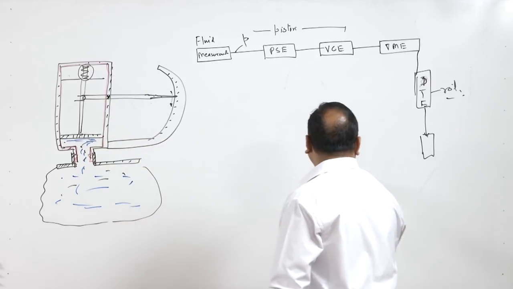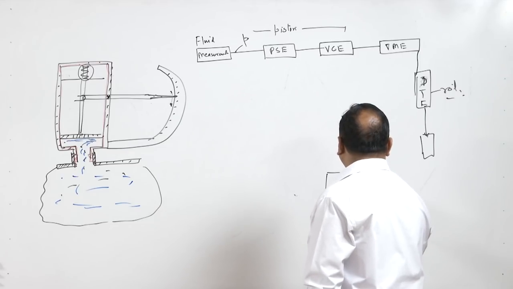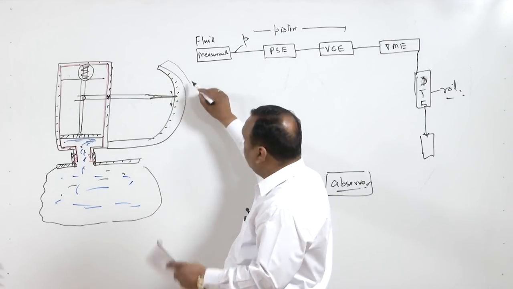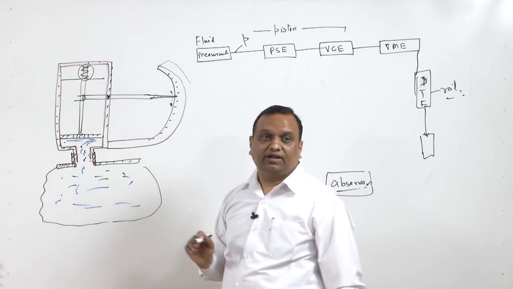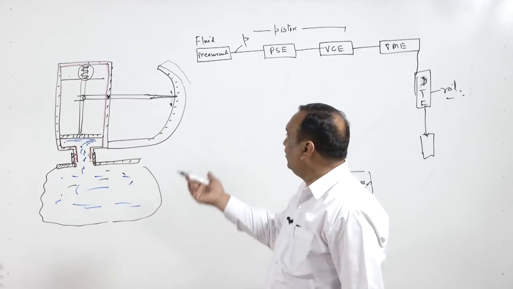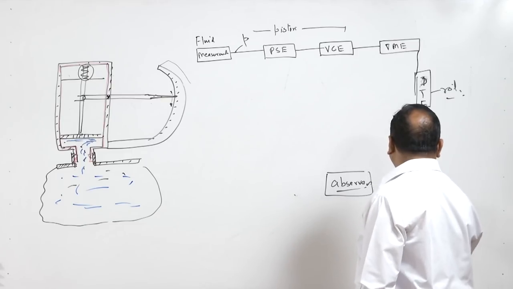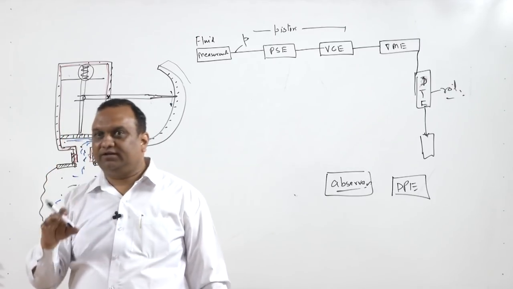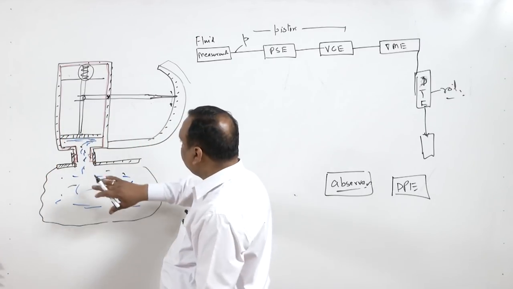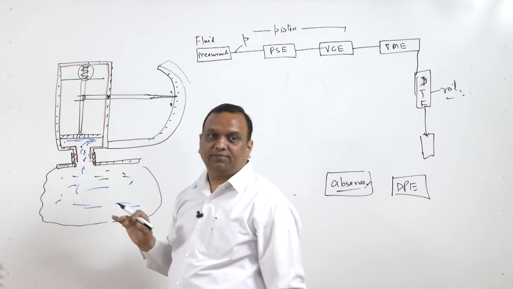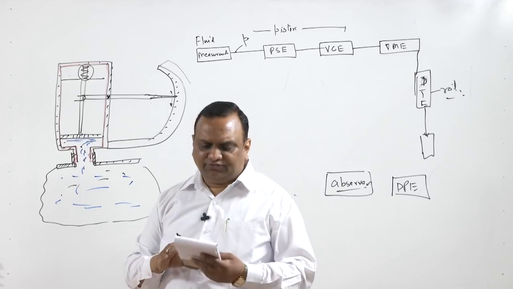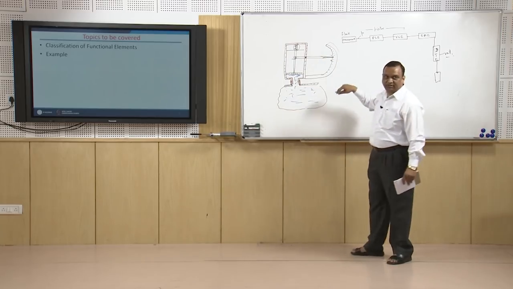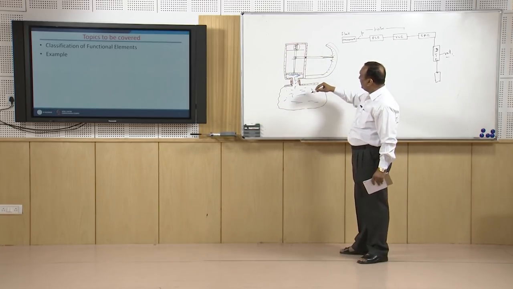And after that we have the observer. This scale is the data presentation element, and I am standing before it, I am an observer. So data presentation element and then observer. This is how we can break this measuring instrument into a number of elements, and we can do the analysis of each element as well. This is how we can break this pressure gauge into a number of elements.